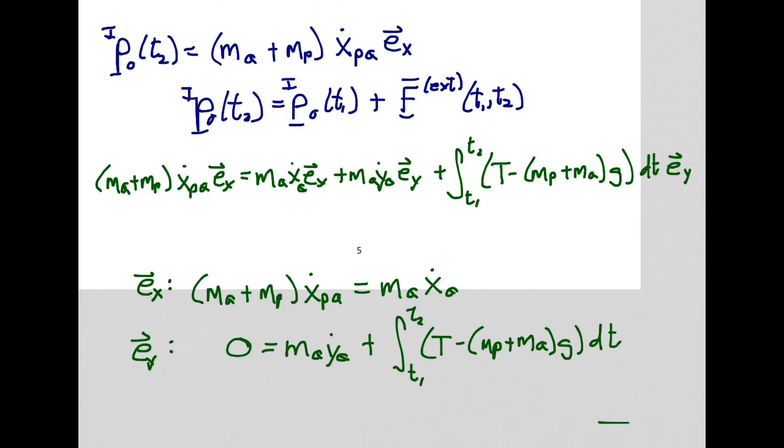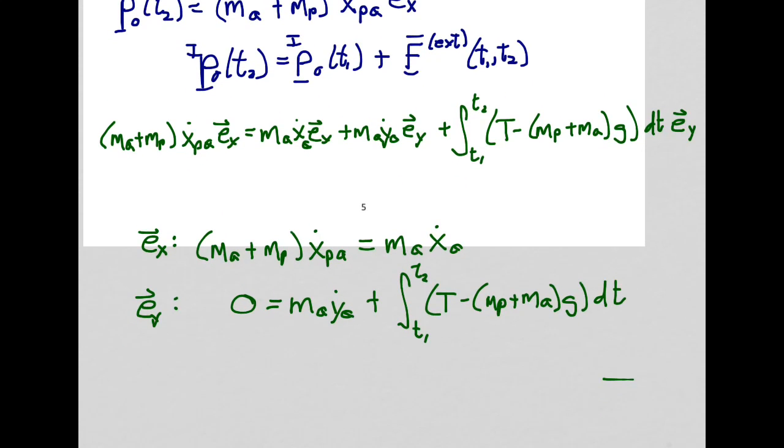So let's take a look at these in a little bit more detail. In the ex direction, which is the horizontal direction, we see that there's no impulse in this equation. So there's no impulse in the ex direction. And if there's no impulse due to external forces in the ex direction, then that tells us that the total linear momentum was conserved in the ex direction.